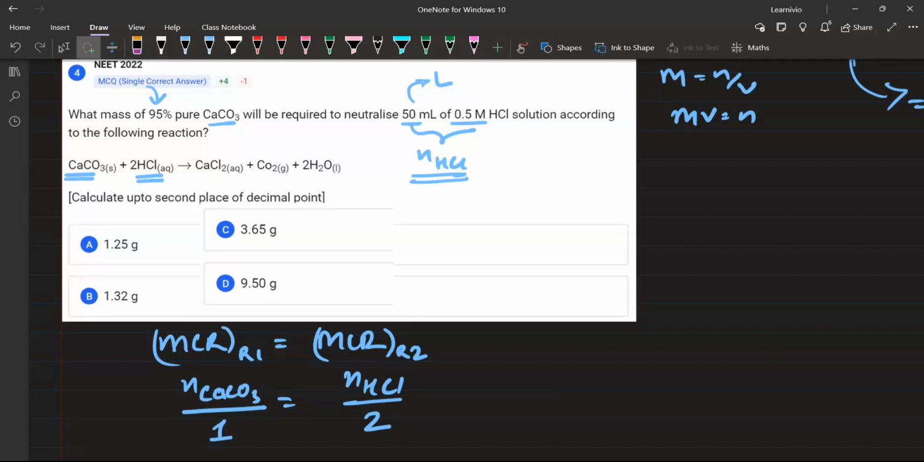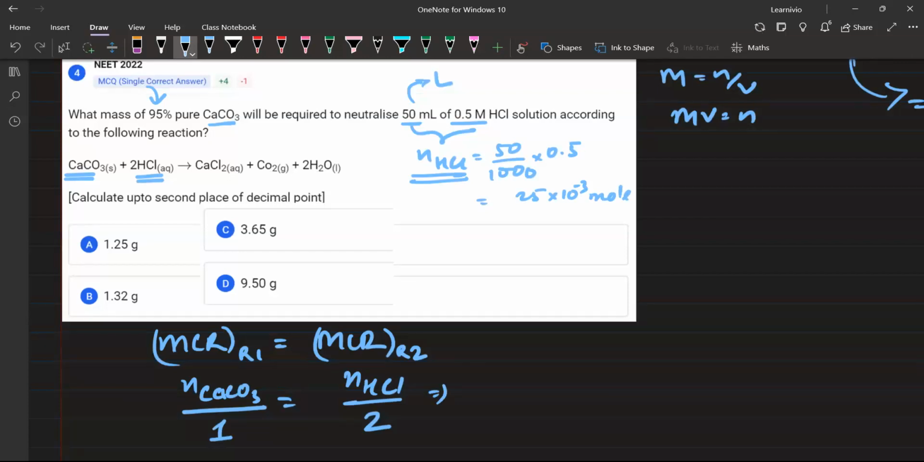Number of moles of HCl will be equal to, if you want to convert 50 ml, 50 upon 1000, this will be now liters, into 0.5. This will be equal to how much? This will be equal to 25 upon 1000, 25 into 10 to the power minus 3 moles. So this much amount of HCl we are having.